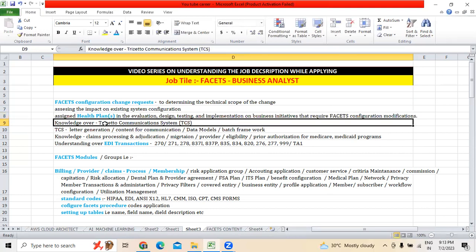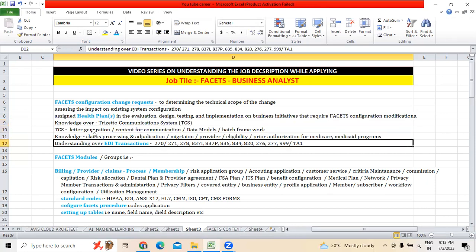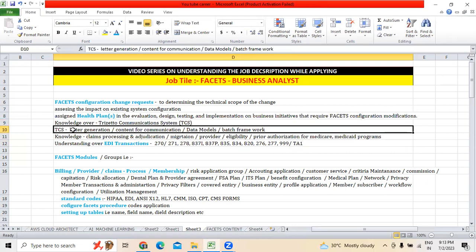Next, we must have an idea about TCS, the Trizetto Communication System, which I can say is the parent of FACETS, which we call Trizetto FACETS. So knowledge of the Trizetto Communication System is required. At the same time, we must have knowledge of letter generations, content of communication, understanding the data models, batch frameworks, etc. in context to TCS.